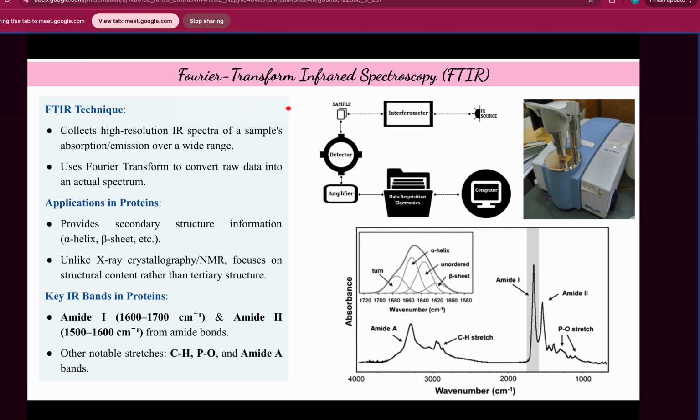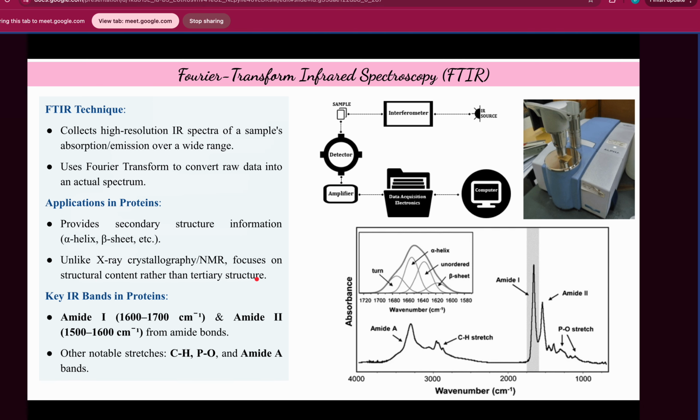And then comes Fourier transform IR spectroscopy, which is a modification of IR in which we increase the intensity of the signal we are observing by performing Fourier transformation. It collects high resolution IR spectra of sample absorption and emission over a wide range, and it uses the Fourier transform to convert the raw data into the actual spectrum. And what are the applications of this FTIR? It provides secondary structure information such as alpha helix and beta sheets. Unlike X-ray crystallography and NMR, it focuses on the secondary structural content rather than the tertiary structure.